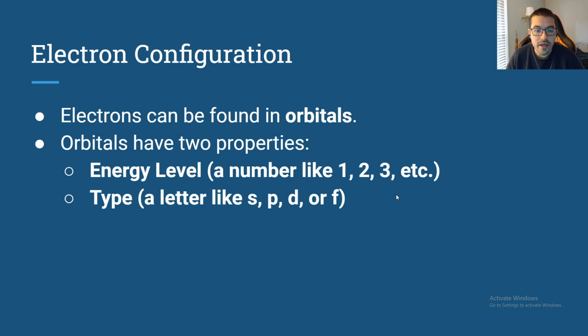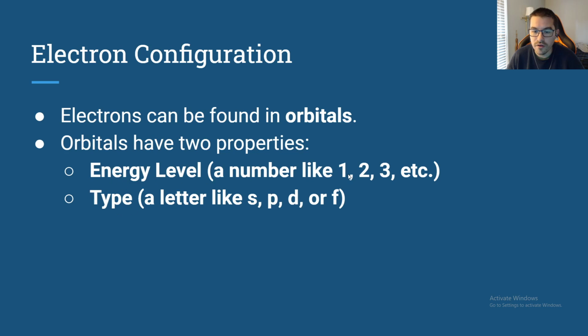It can get a bit complicated, like I mentioned at the beginning, but I'm going to be giving you some rules today, and as long as we can follow the rules, it'll be just fine. The places where electrons can be found are called orbitals. Orbitals have two properties: their energy level, which is a number, like 1, 2, 3, and a type.